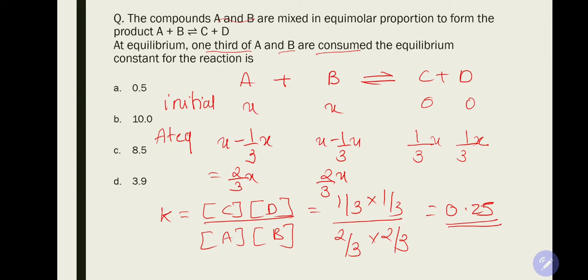Sorry, the thirds get cancelled, so it is 1/2 into 1/2. It is 1 by 4, which is 0.25, right? It is 0.25 here. Understood? Then let's proceed to the next question.